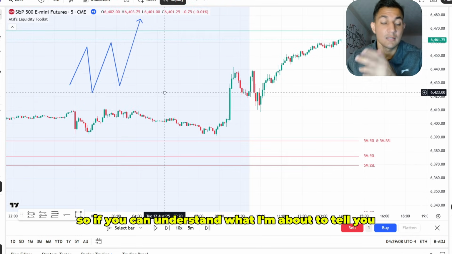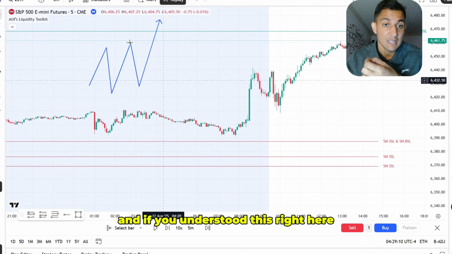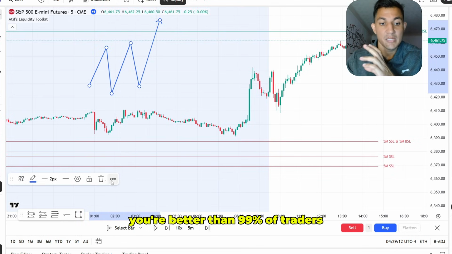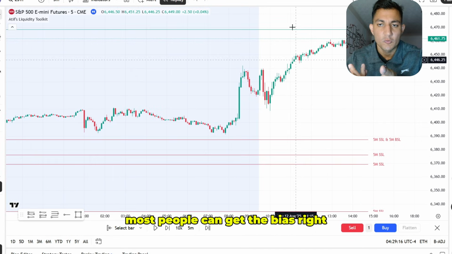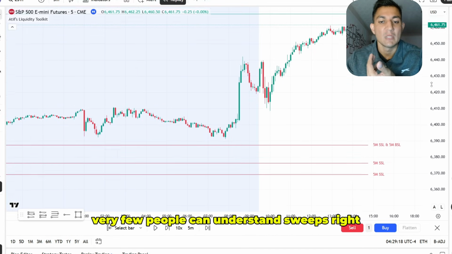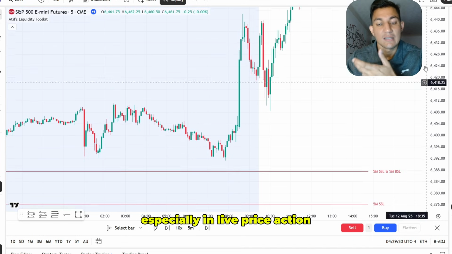So if you can understand what I'm about to tell you, and if you understood this right here, congratulations, right? You're better than 99% of traders, because sweeps are by far the hardest part, right? Most people can get the bias right. Very few people can understand sweeps, right? Especially in live price action.